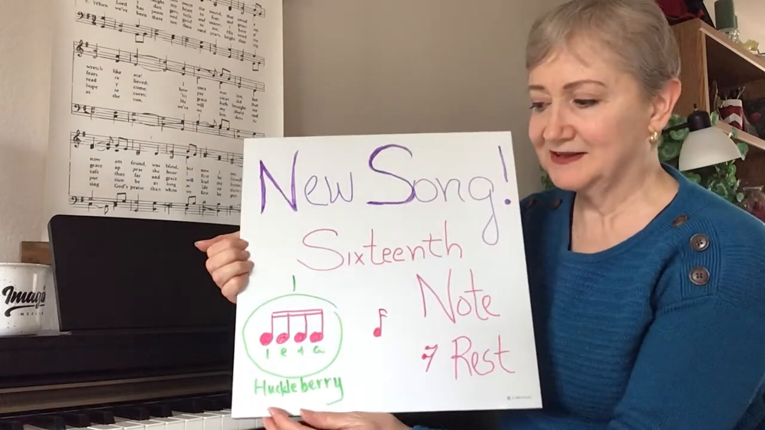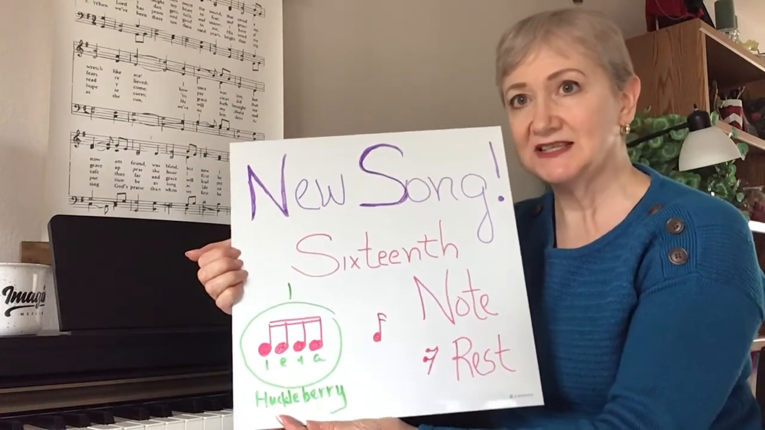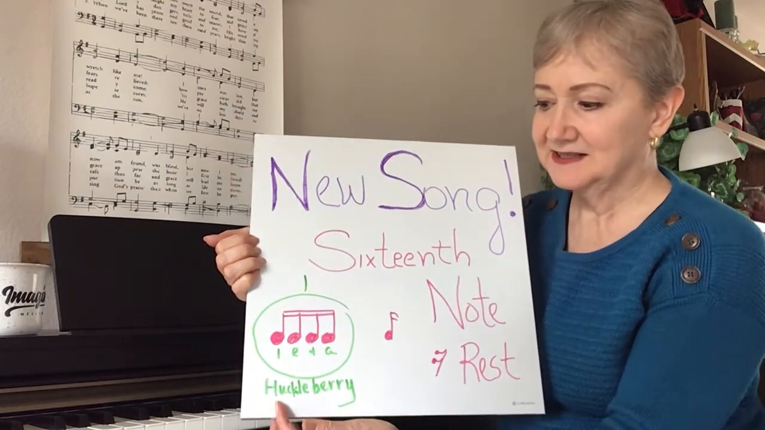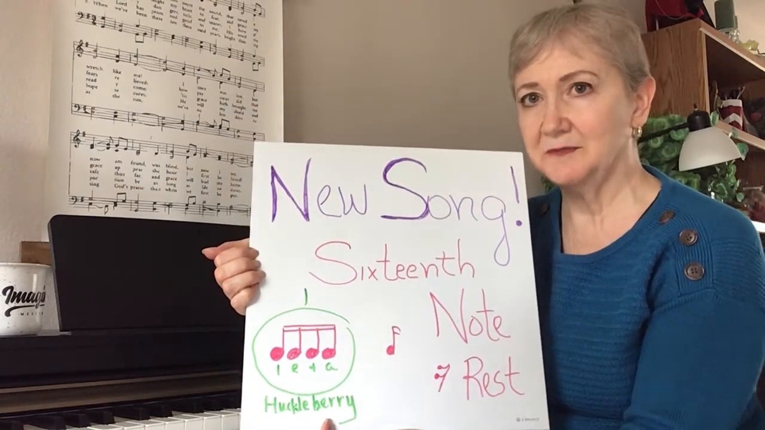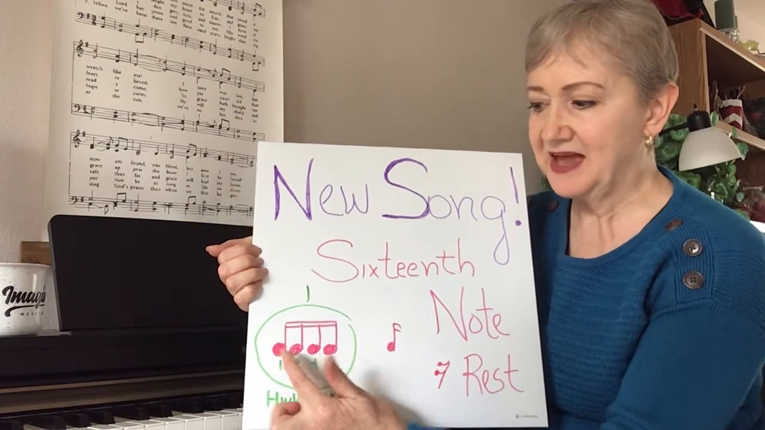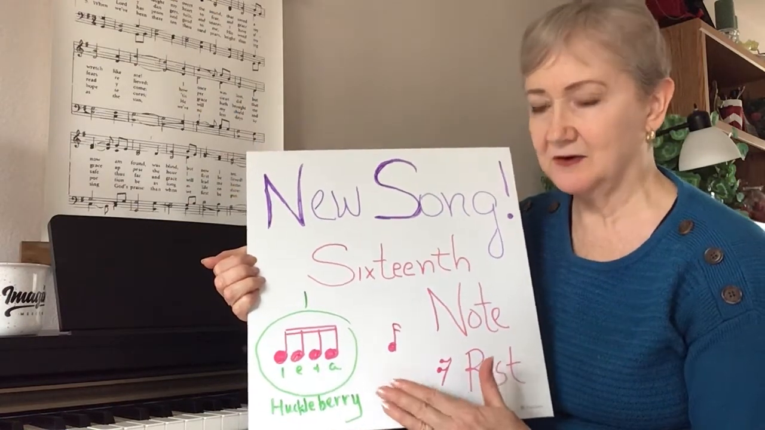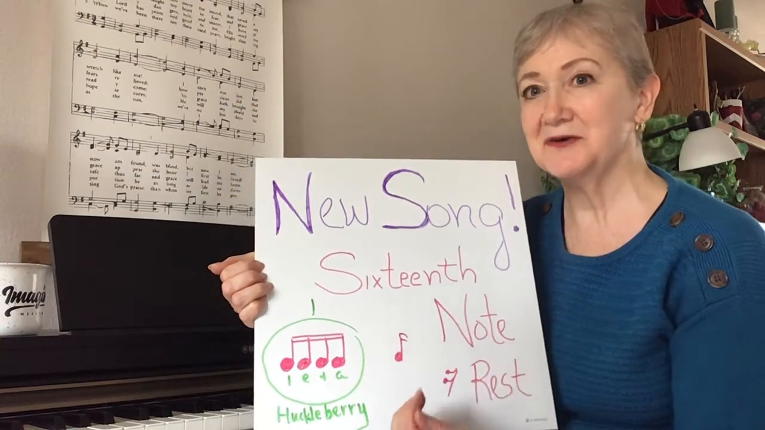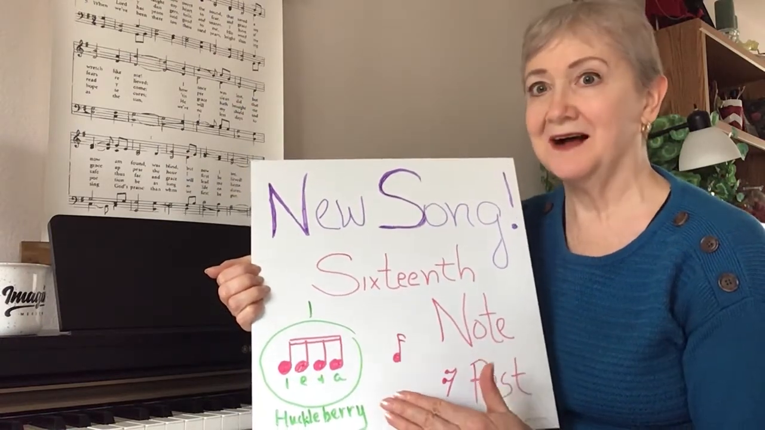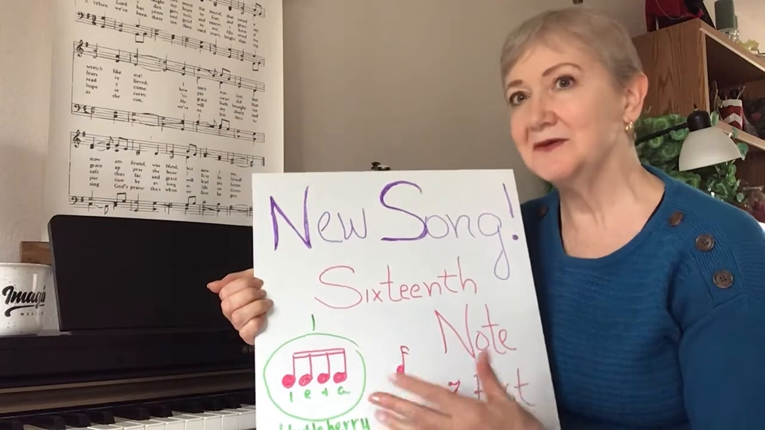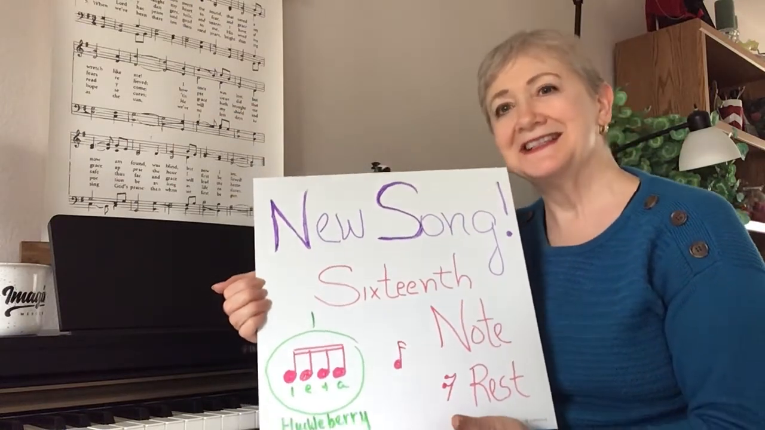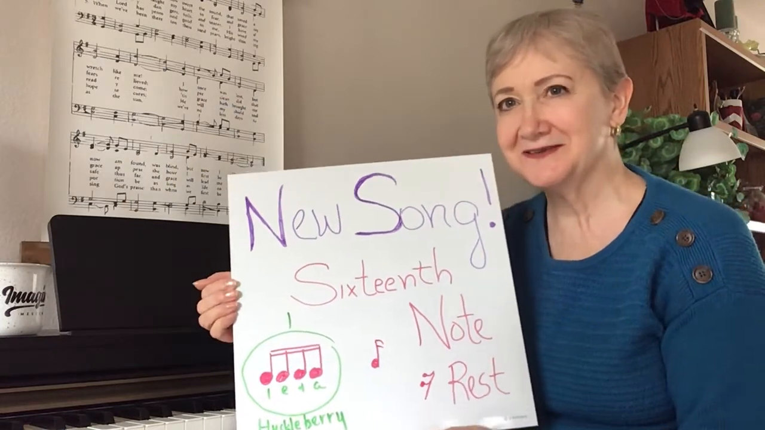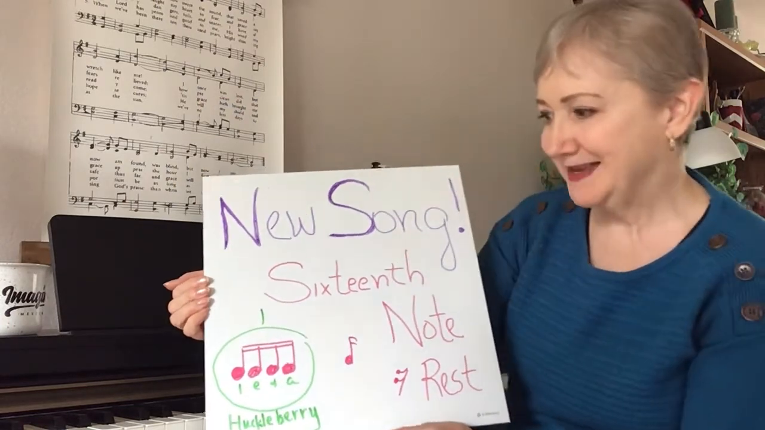A clever way to do it is to find a word such as huckleberry that has 4 syllables. It's a nice and strong word, huckleberry, and then tap that to huckleberry, huckleberry, huckleberry. It's harder to break up that word, so if you break it up, you know that you're not playing it right. That's just something to be aware of when you're learning your 16th notes.